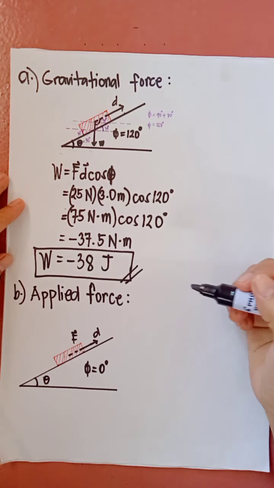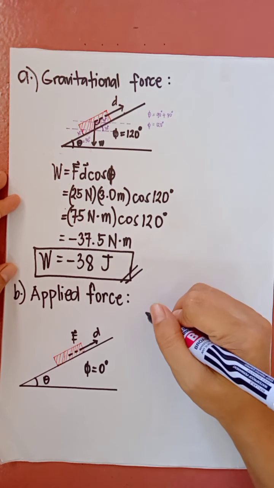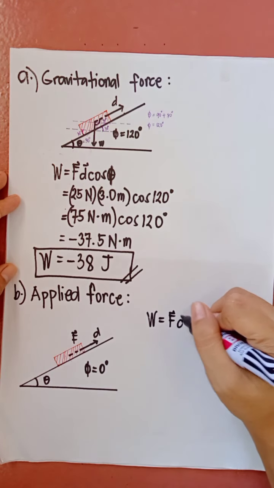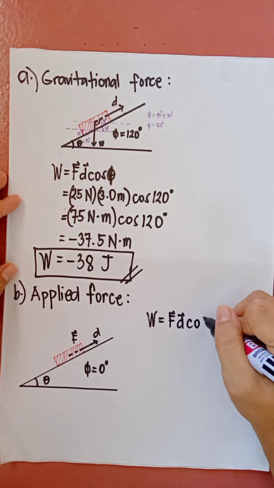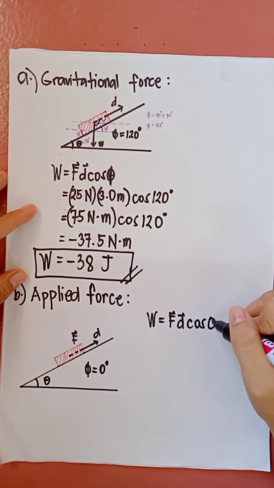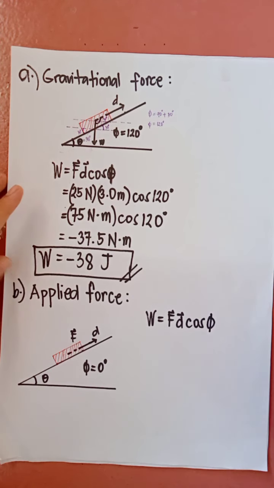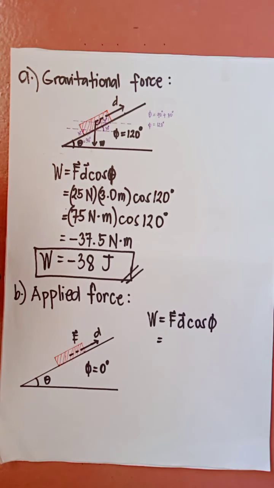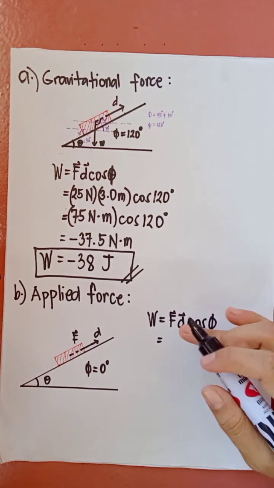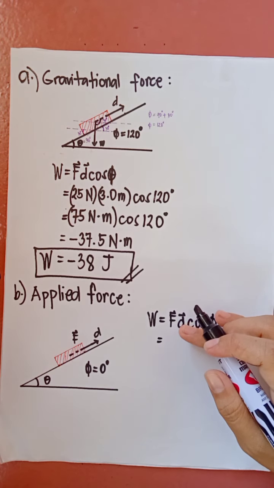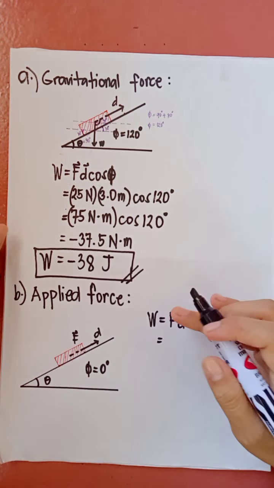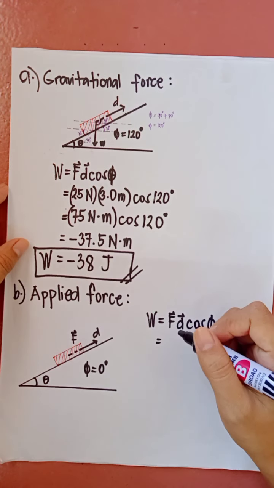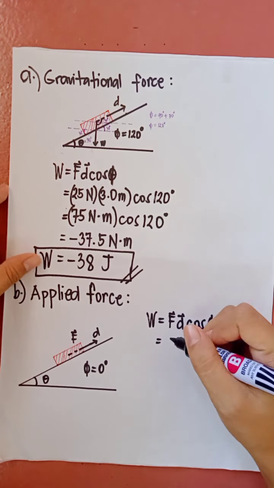Right, now for the calculation, we have work is F displacement cosine phi. Okay, so our force here is the applied force, which is given as 46 newtons.